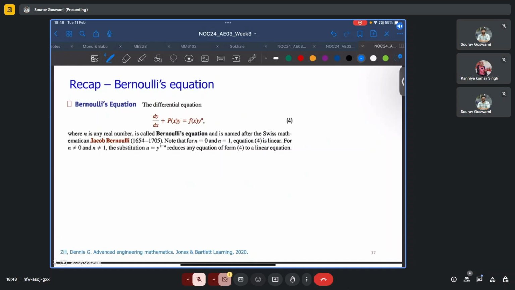When n is equal to 0 and n equal to 1, equation 4 simply is the linear equation. And for n not equal to 0 and not equal to 1, this can be solved using the substitution u equals y power 1 minus n, which will then reduce the Bernoulli equation to a linear equation. So this substitution must be kept in mind.